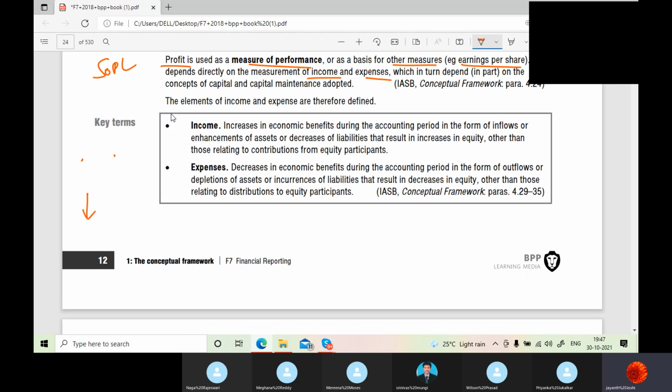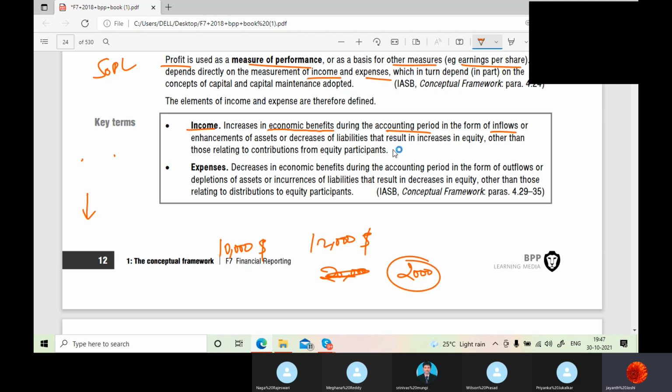So what is income and what is expense? Income is nothing but increases in economic benefits during the accounting period in the form of inflows. So suppose you have sold some asset of the company. So you get economic benefit out of that. How? You sold a $10,000 asset for $12,000. You get $2,000 cash inflow definitely in your account. So that's an economic benefit for your company, correct?